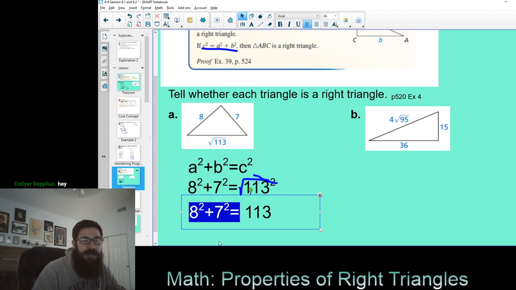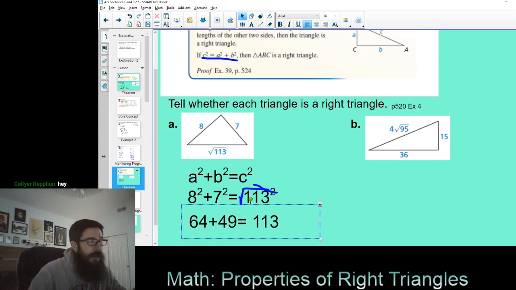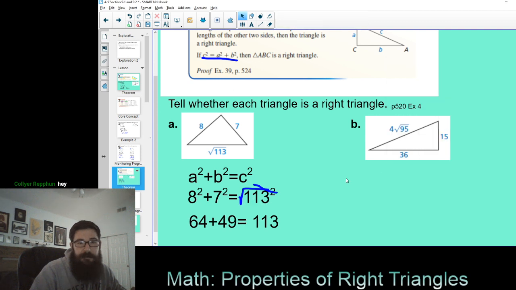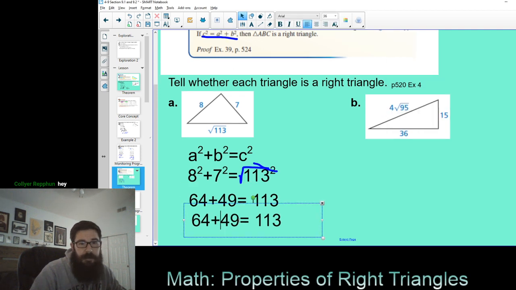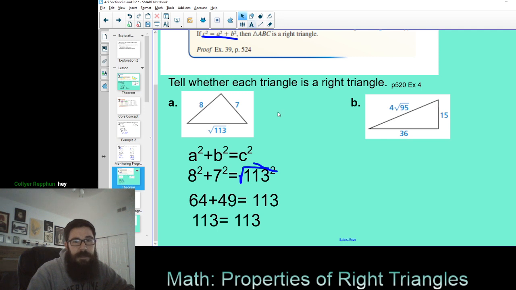If I clean up the left side, 8 squared is 8 times 8, which is 64. 7 squared is going to be 49, because it's 7 times 7. Let's add these together. If I do 64 plus 49, 113. So my left side is going to be 113. Does that match the right side? 113 does indeed equal 113. What does that mean?